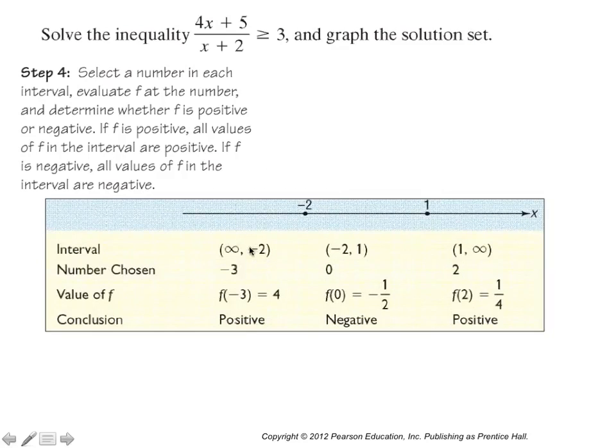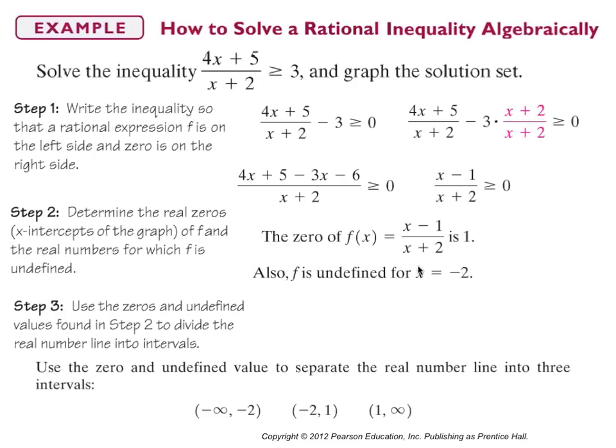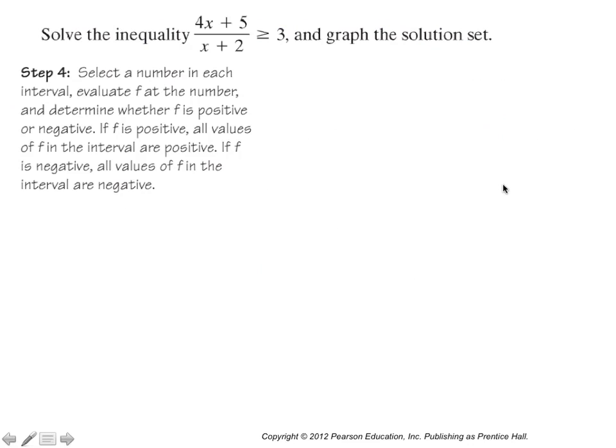So all I need to do is take my number line and divide it, and then I pick a number in each of the intervals. So again, I'm going to pick negative 3 here, 0, and 2. And then what I do is I plug them into my nice simplified version of my equation. So I would plug them into this equation right here, (x minus 2) over (x plus 2).